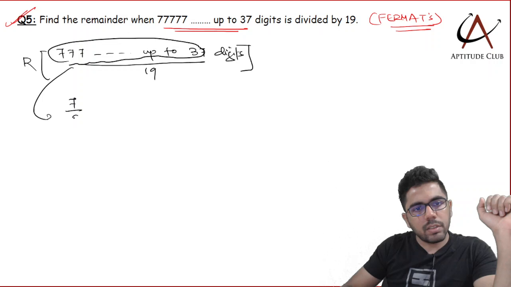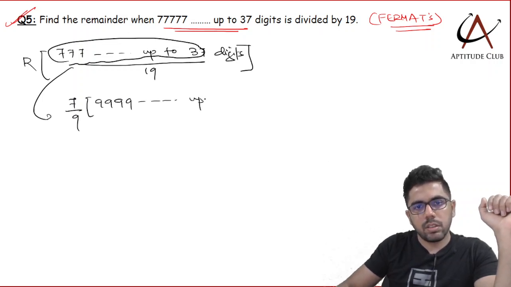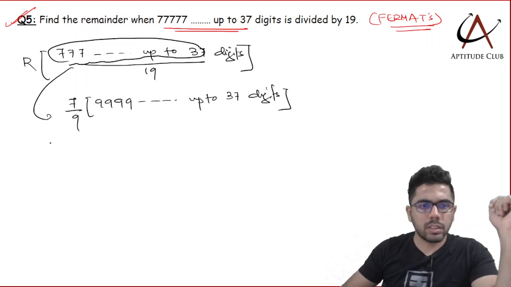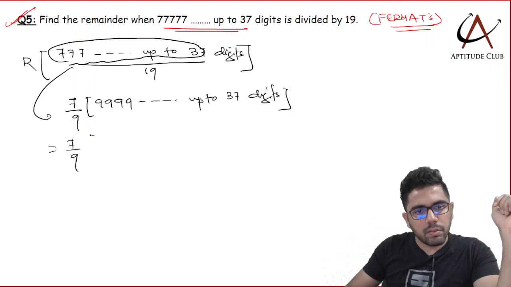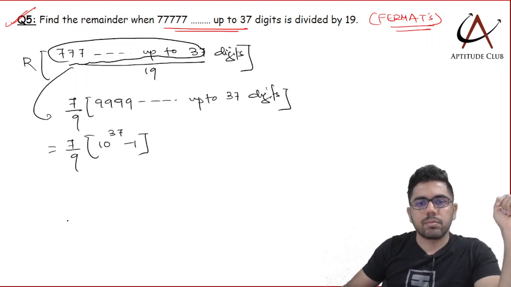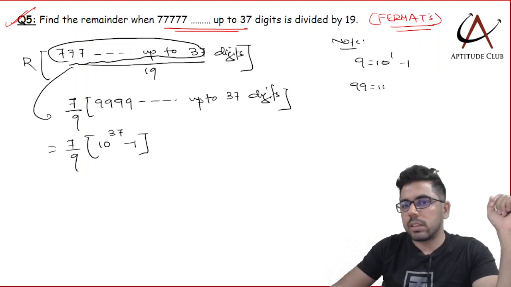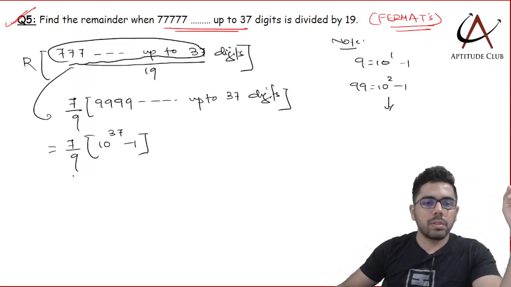I can write it as 7 by 9 whole into 999 up to 37 digits, because 9 divides 999 to give 111, and multiplying by 7 gives all the 7s. So this will be 7 by 9, and this I can write as 10 to the power 37 minus 1. Because when I take one 9, it is 10 to the power 1 minus 1, but taking two 9s it is 10 square minus 1. So likewise, 37 nines is 10 to the power 37 minus 1.